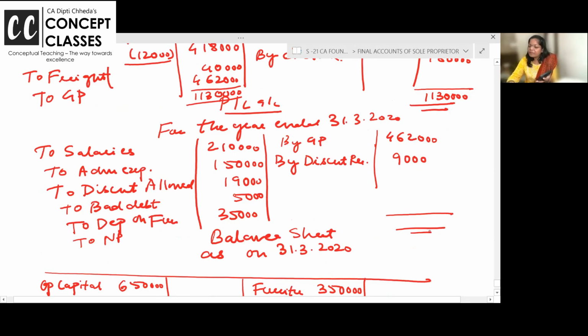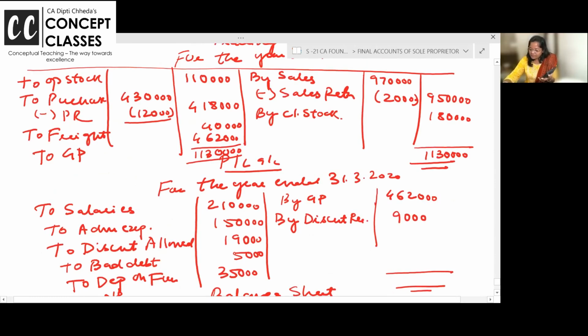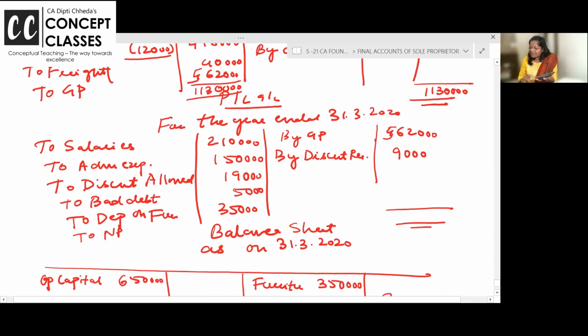4,62,000 is the GP. कितना आ रहा है आपको? 110 माइनस किया, 418 माइनस किया, 40,000 माइनस किया, 5,62,000. Not 4. 5,62,000 is the GP plus 9,000. P&L account total is, I hope all of you know above the line, below the line, we have to write like this.